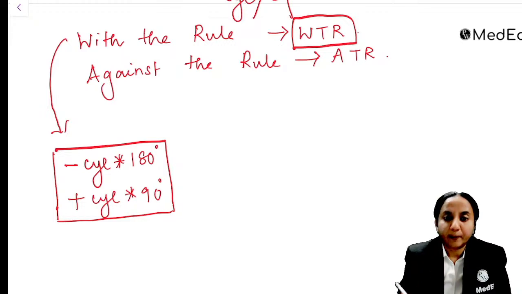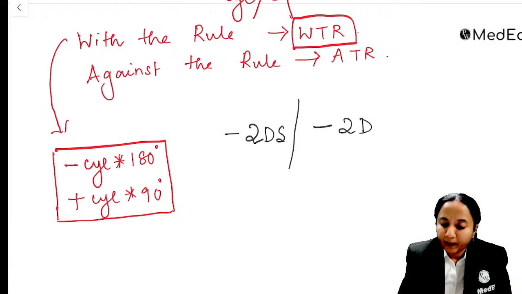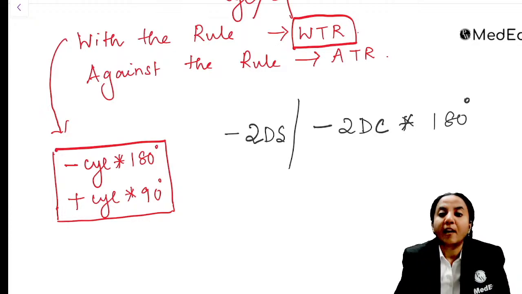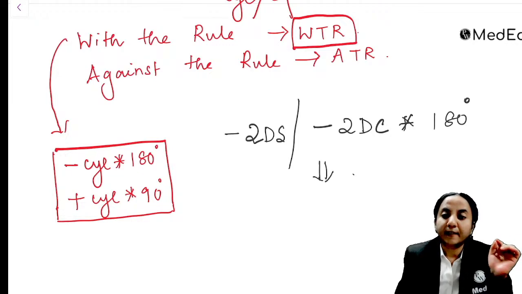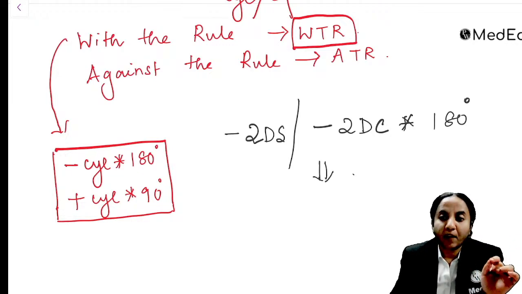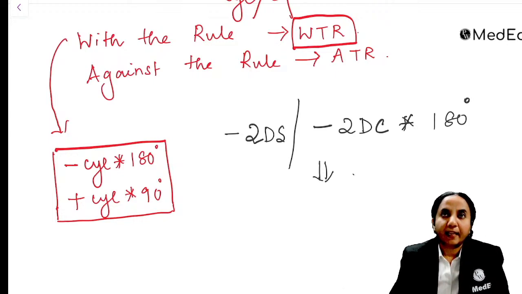So look at this prescription. Suppose you get this prescription, that is minus 2 diopter sphere and say minus 2 diopter cylinder cross 180. Okay, so this is the prescription. Now the first part is, you have to first tell me what is this. Is it SMA, CMA, SHA or CHA? What is it?